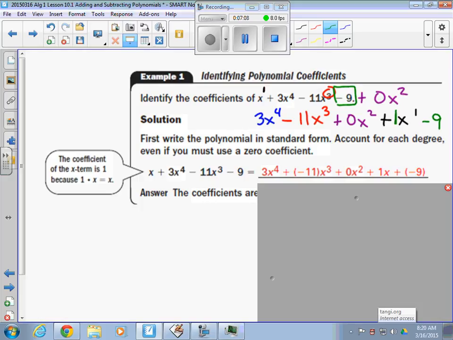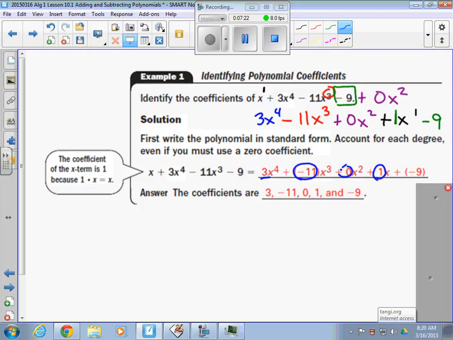So then just identify what all the coefficients are. The first one is negative 3. The next coefficient is negative 11. The next one is 0. The next one's 1. And then the last one is negative 9. So that's how you identify the coefficients. Write it in standard form, counting down with the exponents, real simple. And then what is the number multiplying by the variable?